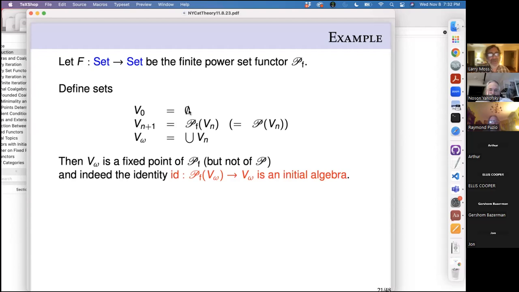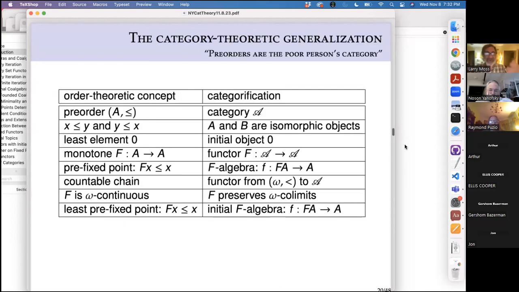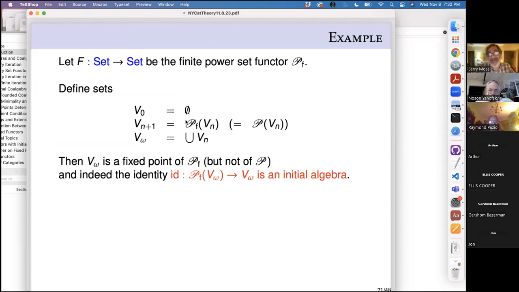And now I'm going to actually tell you what this F^n(0) is if F is the finite power set. So 0 is the empty set. The finite power set of the empty set is the set containing the empty set. F squared of 0 is the set with 2 elements, namely the 2 subsets of the singleton of the empty set. And in general, they get exponentially bigger, but they're all finite sets. And you can take the colimit, which in this case is the union.